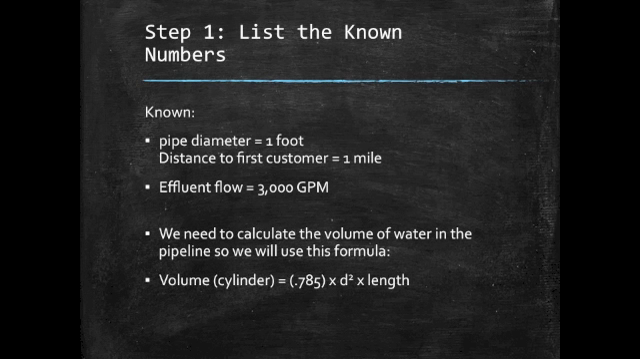The first step in solving this problem is to list what we know. We know the pipe diameter is 1 foot, the distance to the first customer is 1 mile, and the effluent flow is 3,000 gallons per minute. We need to calculate the volume of the water in the pipeline, so we will use this formula. Volume equals 0.785 times diameter squared times length.